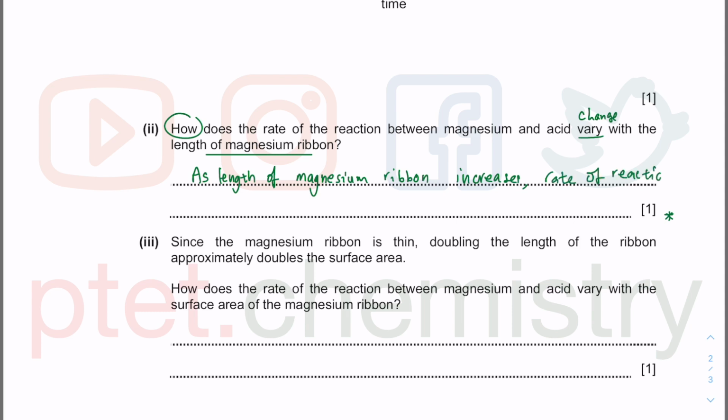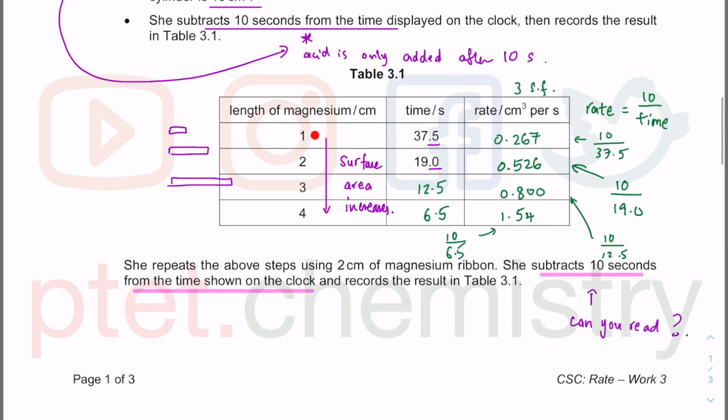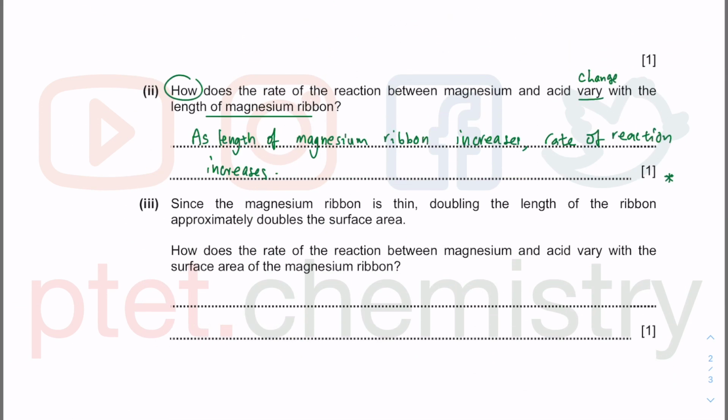This is just stating. They don't ask you to explain. This is basically straight from the table. Look at the data. The length increases 1 to 2 to 3 to 4, getting higher. The rate also increases, getting higher, getting higher, getting higher. Increases or gets higher. Now the very last one here, since the magnesium ribbon is quite thin, doubling the length approximately doubles the surface area.